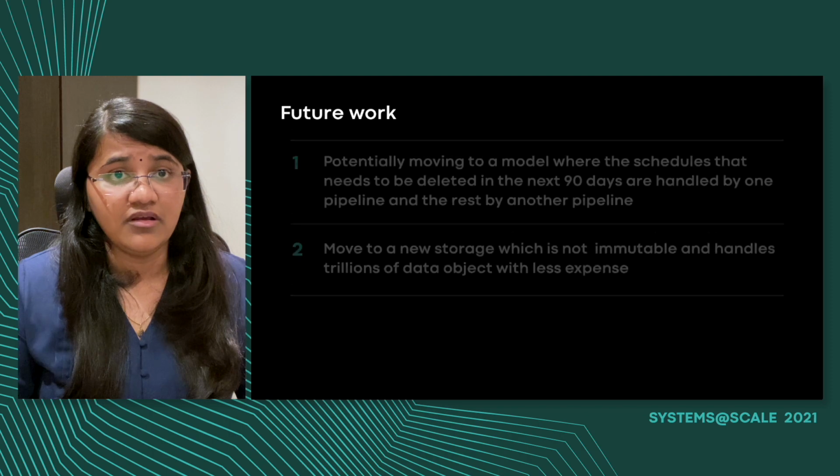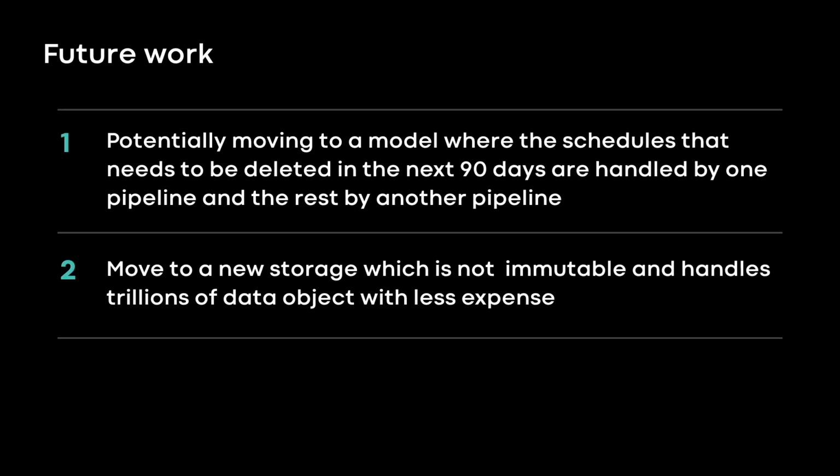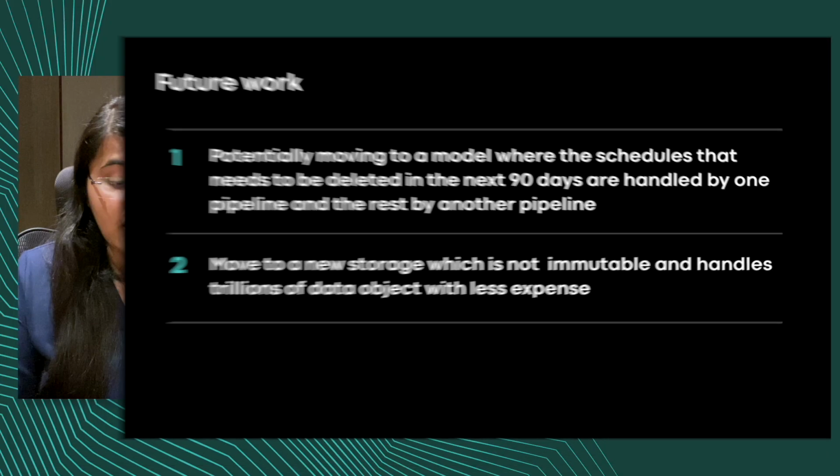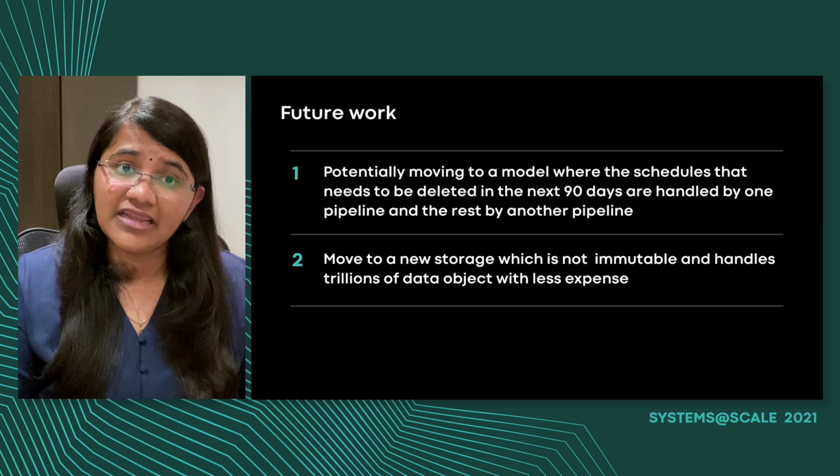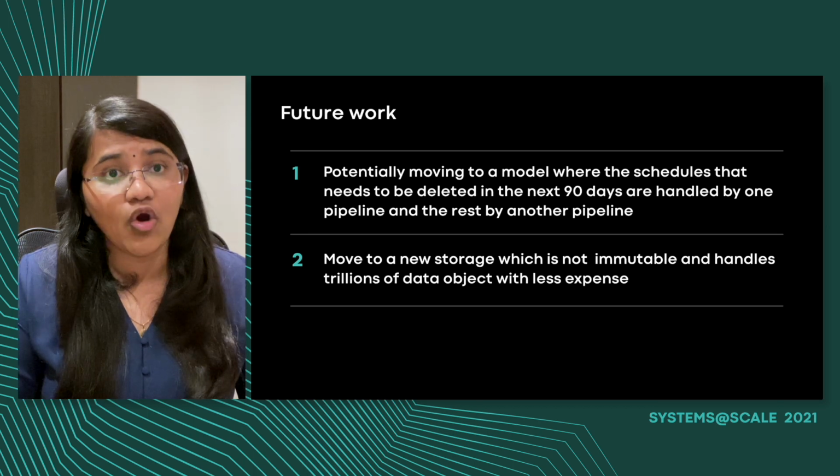Now, let's talk about future work. As previously mentioned, the tables which we were dealing with for logging were immutable in nature, and we tried to use them in the most optimized way. But moving forward, we want to move to a storage which is mutable in nature and still handles trillions of objects while being cost effective. Next, we want to potentially move to a model where schedules that need to be deleted in the next 90 days are handled by one pipeline and the rest by another pipeline. This will make sure that the current pipeline is less complicated and we'll save a lot on compute.